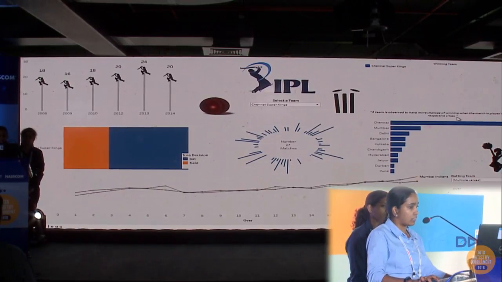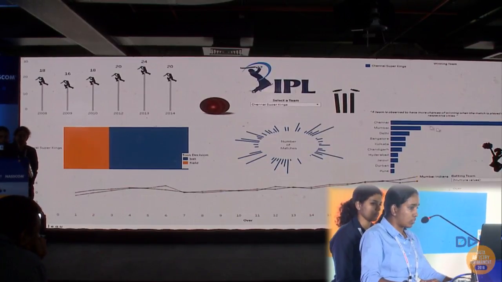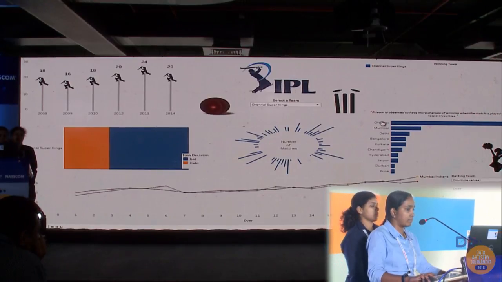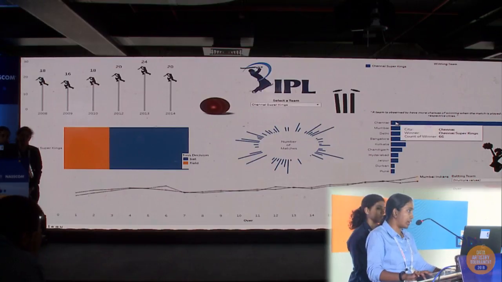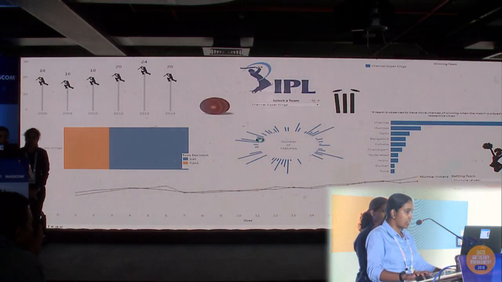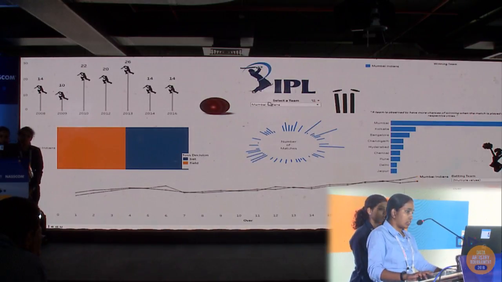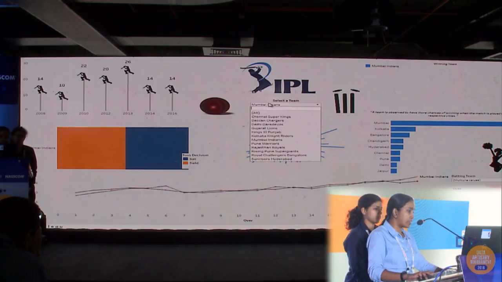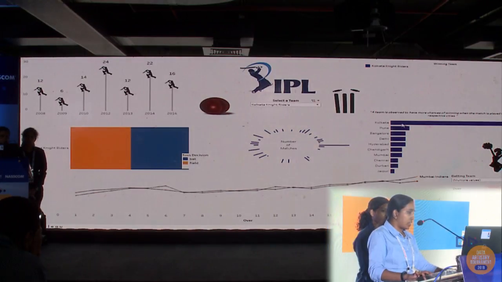And on the right we have the venue wise number of wins Chennai has scored. So this is the main insight from this data set, that Chennai Super Kings won the most number of matches when they were playing at Chennai. If we choose Mumbai Indians, suppose, then also Mumbai Indians won the most number of matches at Mumbai. And this pattern is observed for almost all the teams, even Kolkata Knight Riders. The most number of matches was won at Kolkata.